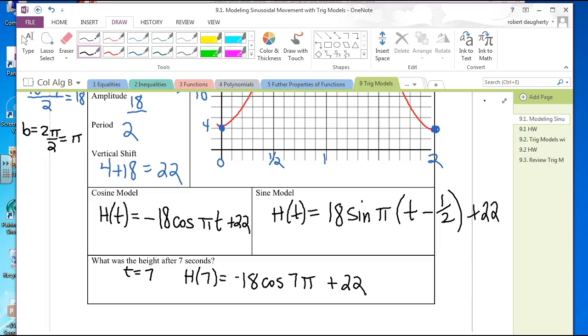Definition of cosine on the unit circle: what coordinate is it? The x. Cosine is the x coordinate. So what's the cosine of 7 pi? Negative 1. What is negative 1 times negative 18? 18. What's 18 plus 22? 40. So this tells me that this thing is 40 feet high at 7 seconds. So where are you at 7 seconds? You're at the top of the Ferris wheel.